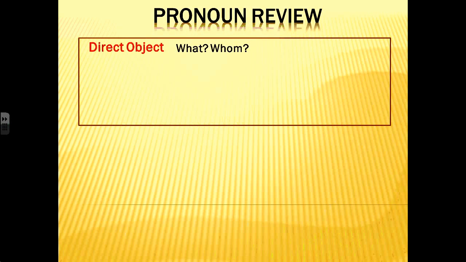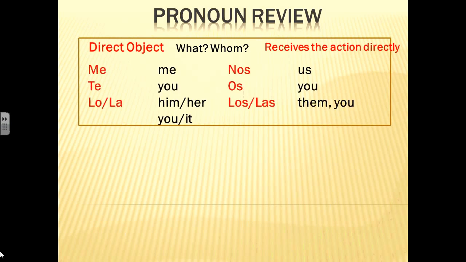To find the direct object in a sentence, to figure out what you need to replace, you ask the question what or whom. You read the subject and the verb, and then you figure out what the direct object is, if there is one. It receives the action of the verb directly. Here are the direct object pronouns: me, te, lo, la, nos, os, los, las.